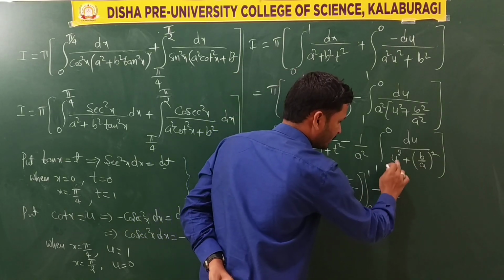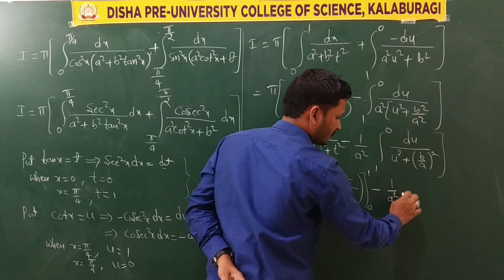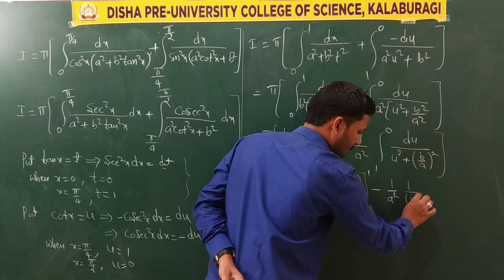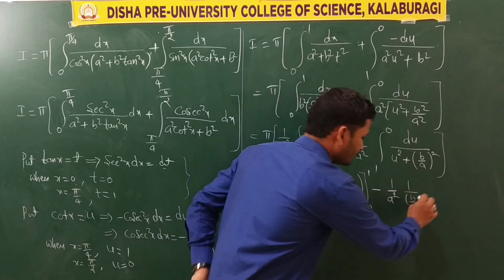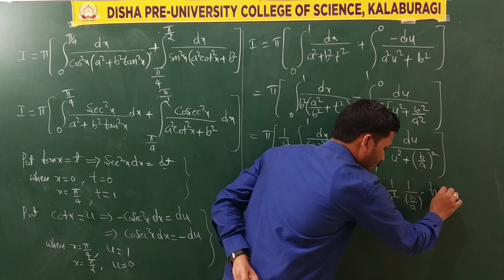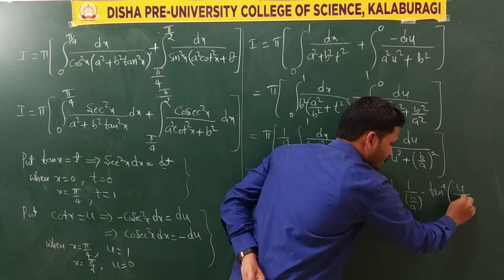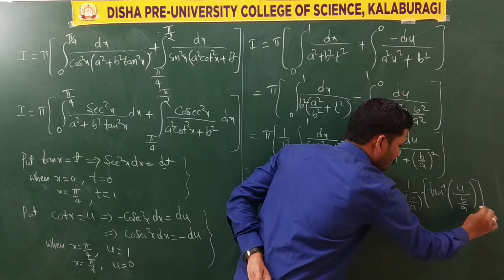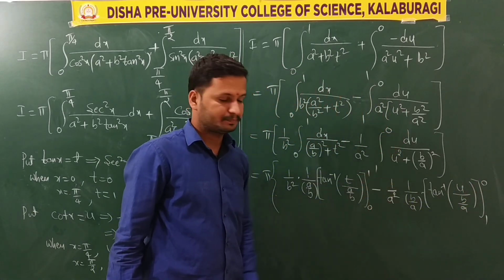So similarly here, integration from 1 to 0 dx divided by x square plus a square is 1 by a, where a is here b by a, into tan inverse of x by a. Here x is u, a is b divided by a. So again limits from 1 to 0.